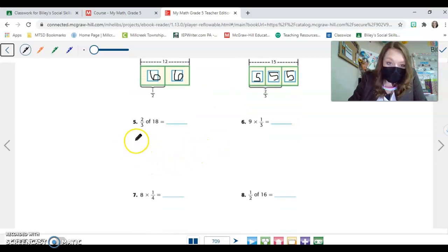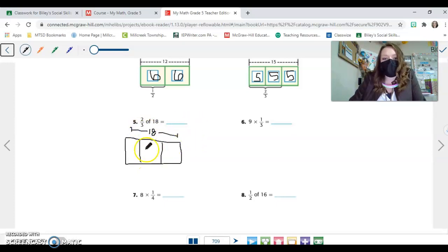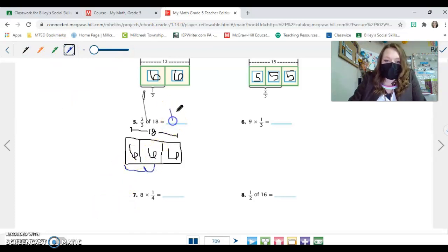So for these ones, you're going to have to draw your own diagram. I'm going to start by drawing a long rectangle. I look at my denominator. I need 3 sections. And my whole number that I'm dividing is 18. Okay, so 18 divided by 3 is 6, right? So I'm going to put 6 in each one. And then my top number tells me how many sections I need to count. In this case, I need to count 2. 1, 2. 6 plus 6 is 12 for my answer for number 5.